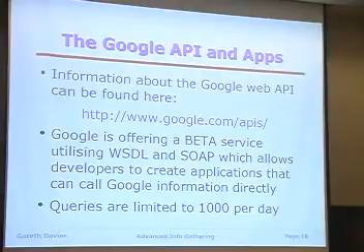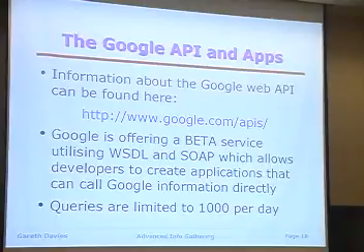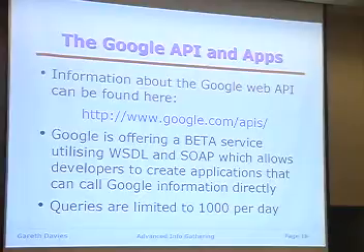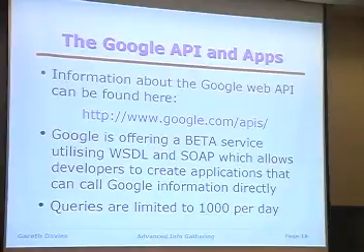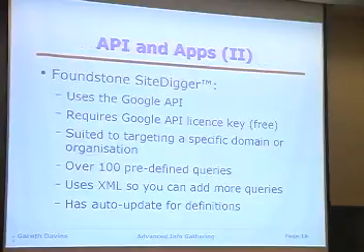So Google actually released an API for their search engine to allow you to easily use the information stored in their databases. The API can be found at google.com/apis. It's based on WSDL and SOAP, so it's quite extensible. There's not many applications using it now, but it is quite useful. You need a key, a license key to use it, but it's free to get the key. And queries, because it's still beta, are limited to 1,000 per day.